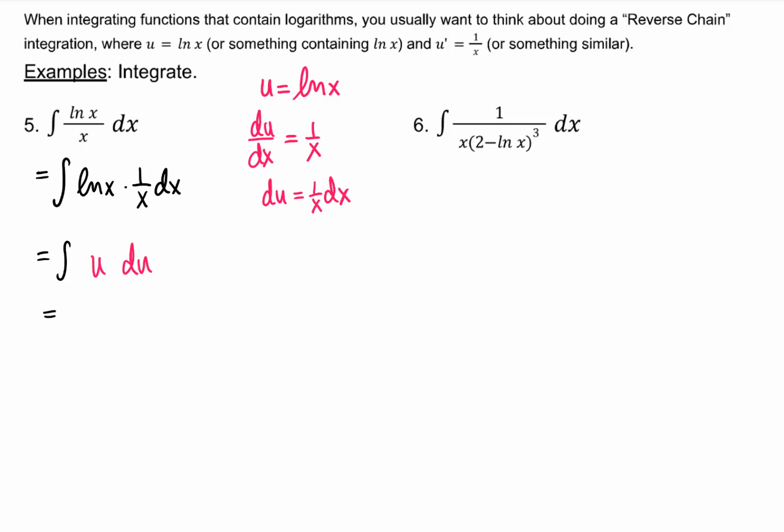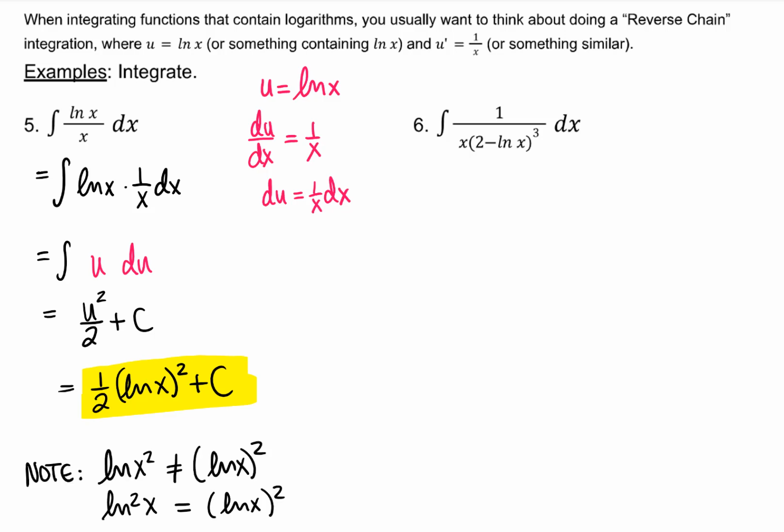The integral of u with respect to u is just u, add 1 to the power, that's our denominator. So now replace u with ln x. For number 6, I'm going to take the grouping that has ln as a part of it and make that equal to u. That makes du with respect to x -1 over x.